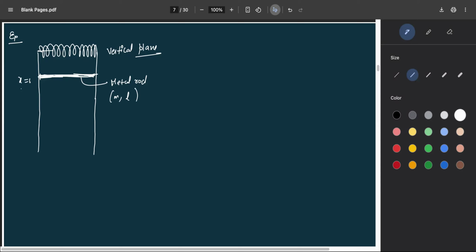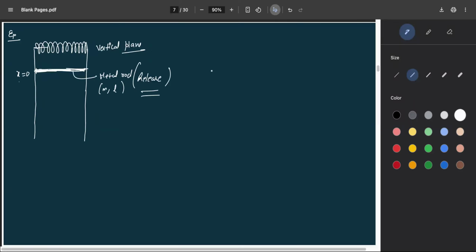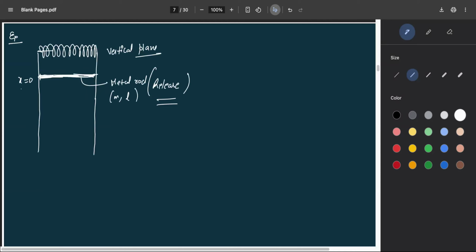This is a point x is equal to 0. The moment you have released it from here, you have to calculate, find the position of the rod at any time t.